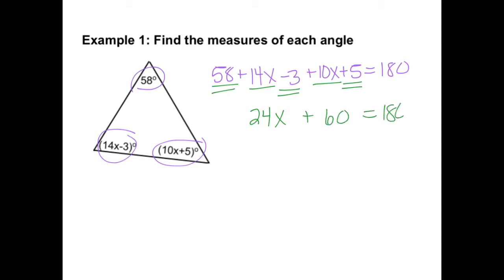And then I can solve this two-step equation by subtracting 60 from both sides and then dividing both sides by 24 to get x equals 5. And at this point, I'm going to go back and check my question. Does it ask me to find the value for x? In this case, it does not. It says find the measures of each angle. So what that tells me is that I have to go back in and plug the 5 in to find these missing angles.